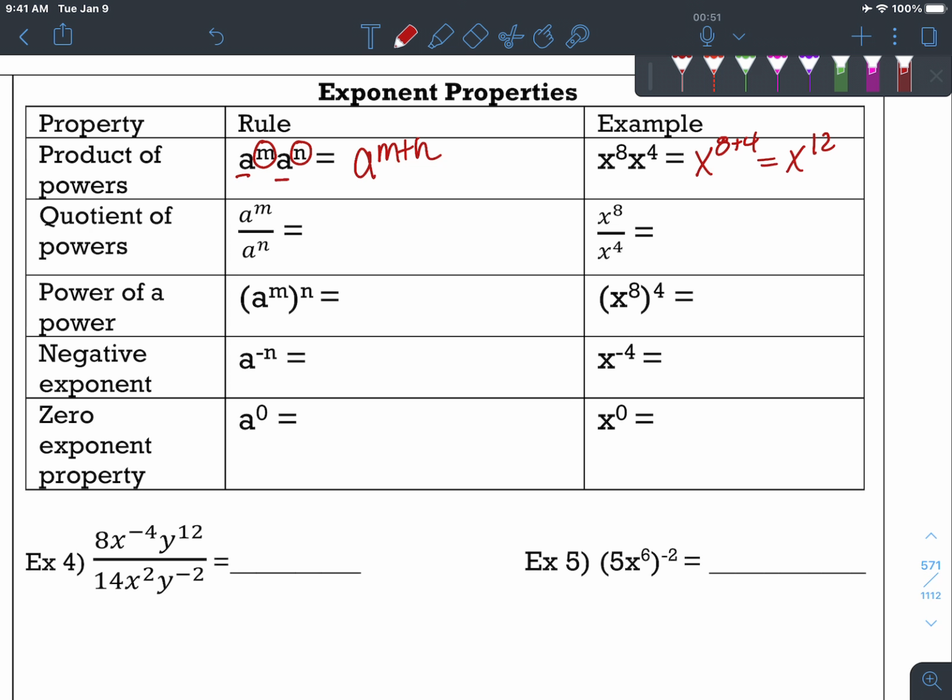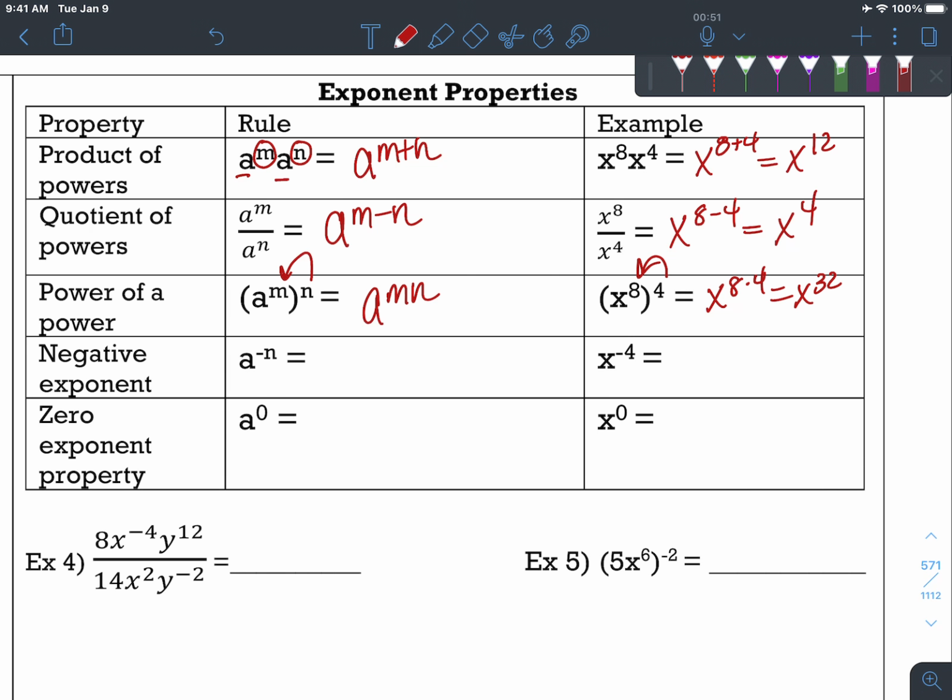Same thing with these dividing. If I see them dividing, I do what I would consider to be related to it, subtraction. So over here it would be x to the power of 8 minus 4, which is x to the power of 4. Whenever I see an exponent on the outside of a parentheses with other things on the inside, this is like distribution, right? So I just multiply. So this would give me x to the power of 32.